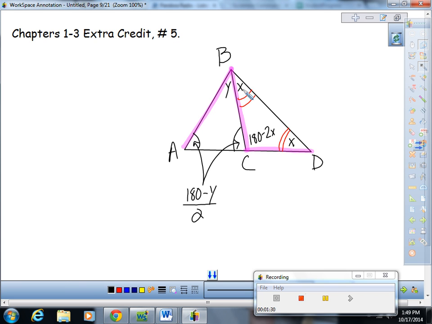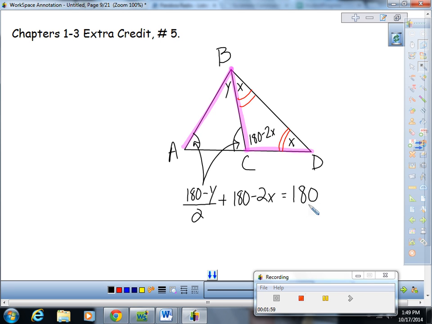And now we can say that (180 minus y) divided by 2, this angle right here, plus 180 minus 2x equals 180. I said this angle plus this angle equals 180 because they add up to be a straight line. And we can assume that, okay?